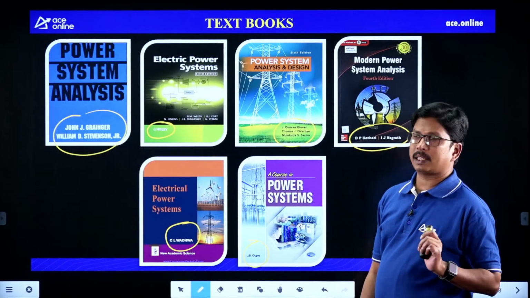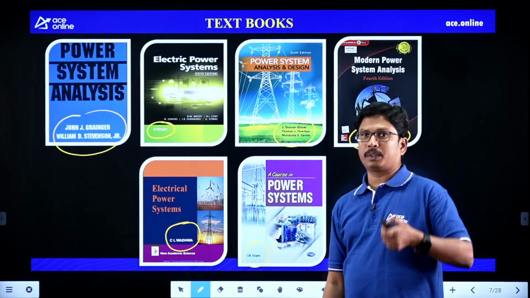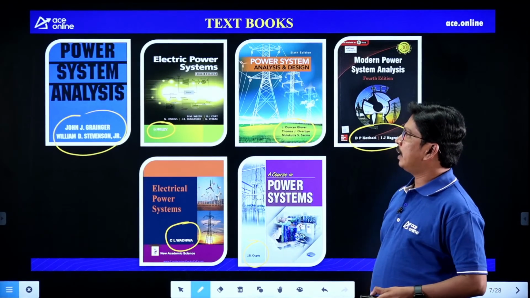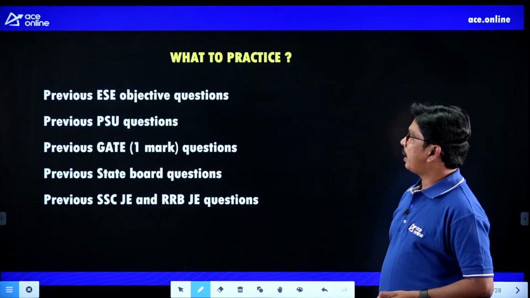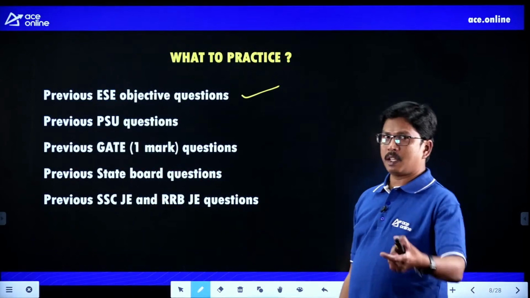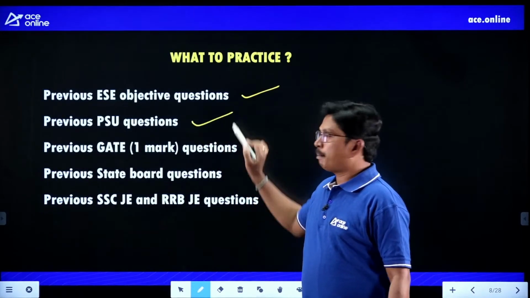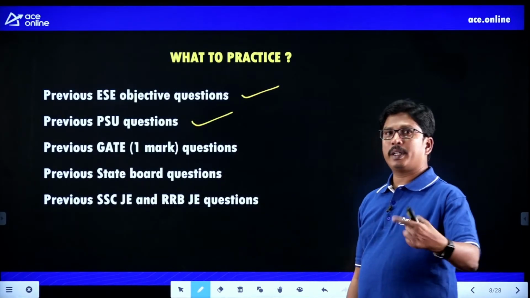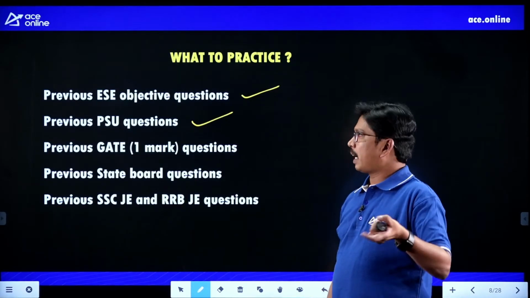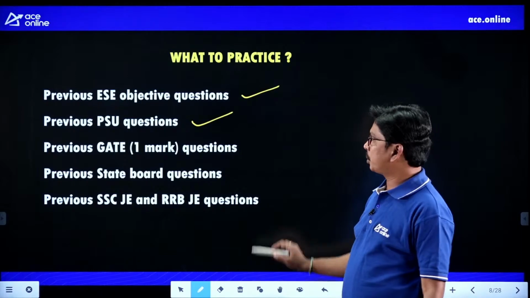We can take these two textbooks for more practice questions. Clear, students? So these are the textbooks we can prefer. And what do we have to practice? We have to practice previous ESE questions, objective and conventional questions, and PSU questions like ISRO, DRDO, BARC, ONGC, and some other PSUs. Try to practice those questions.